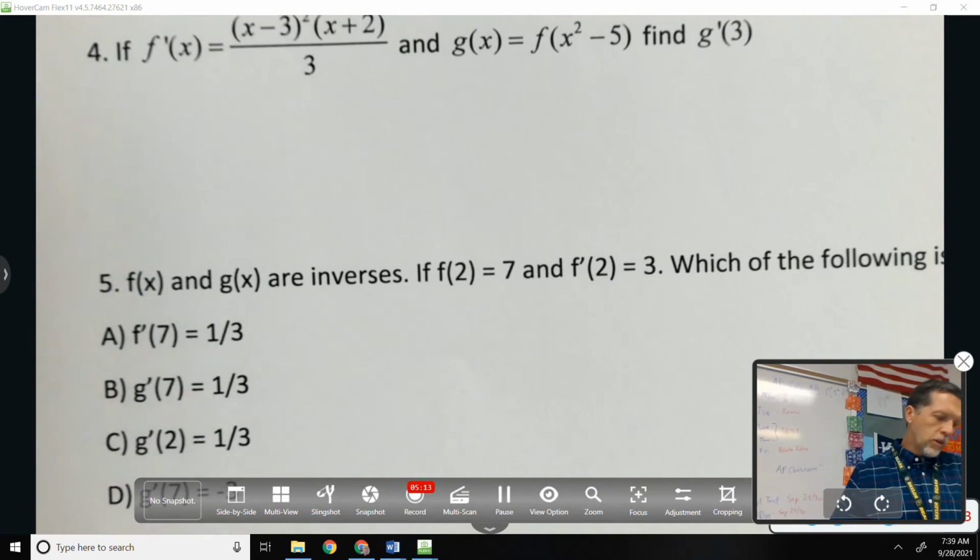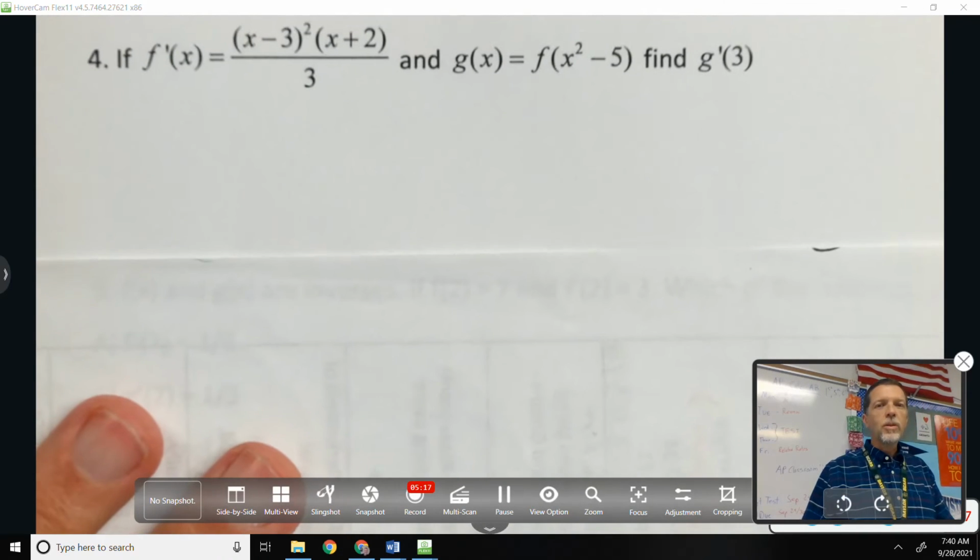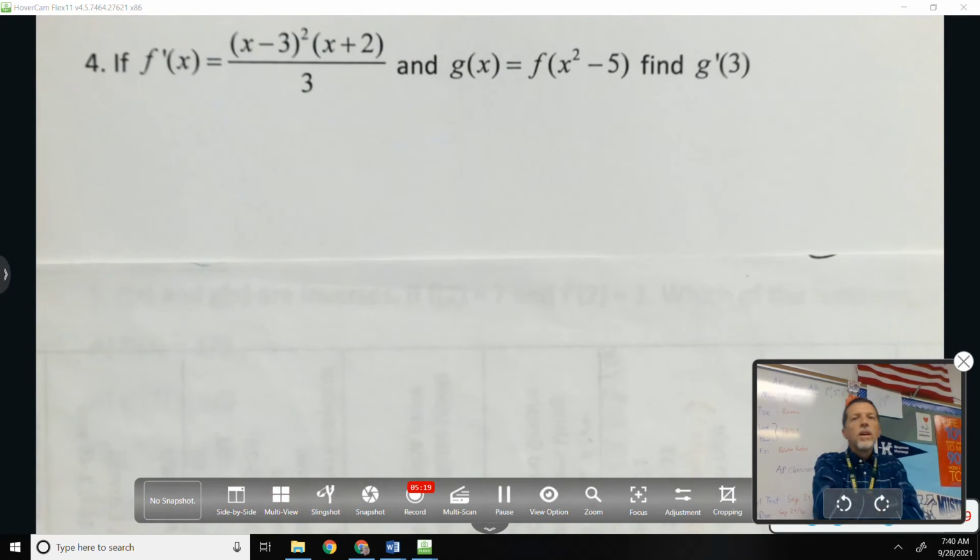Let's do 4 together, and then I'll leave you alone to do 5 and 6, because we haven't seen one quite like 4. If f prime equals that ugly thing, and g of x equals f of x squared minus 5, find g prime of 3.